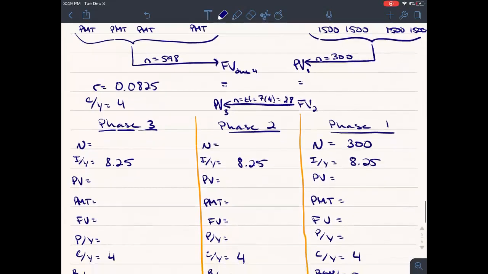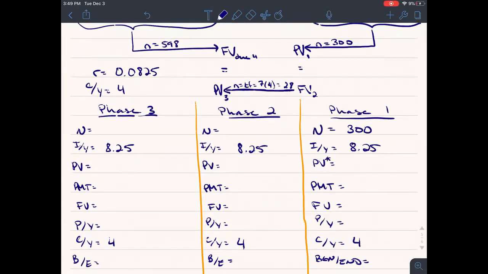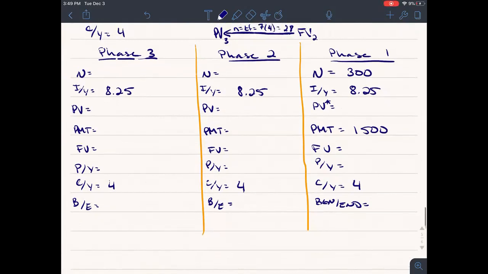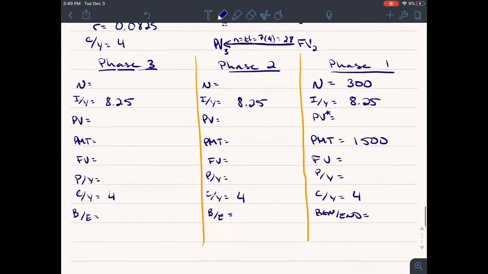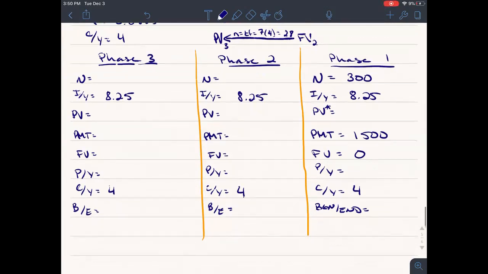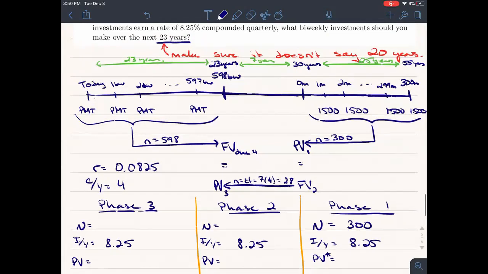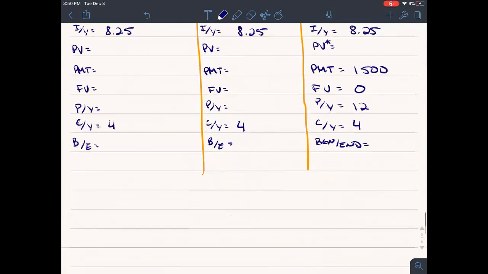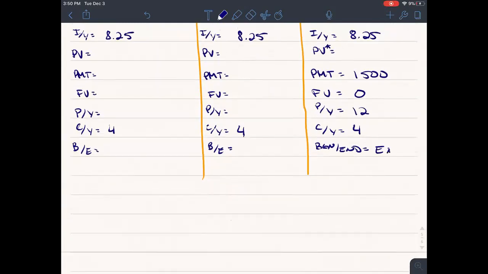We're solving for the present value in phase 1, so I'm going to show that by a little asterisk. My payment amount is $1,500. Because I'm getting these payments, that's going to be positive. And then the future value is going to be 0. Once I've used up all my funds, then I don't have any more money. We have monthly payments, and so we have 12 payments per year. And we said that these are at the end, so we have to be in the end mode.